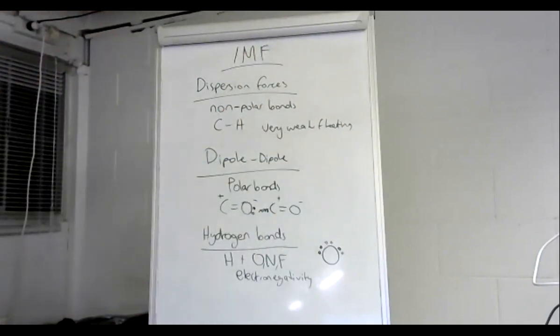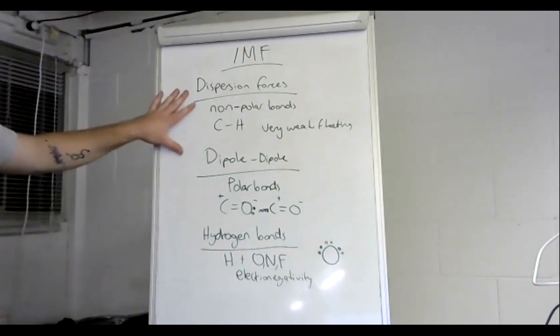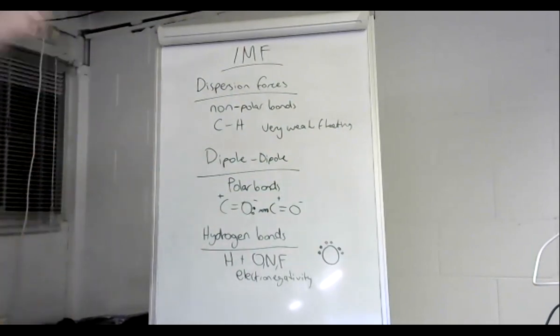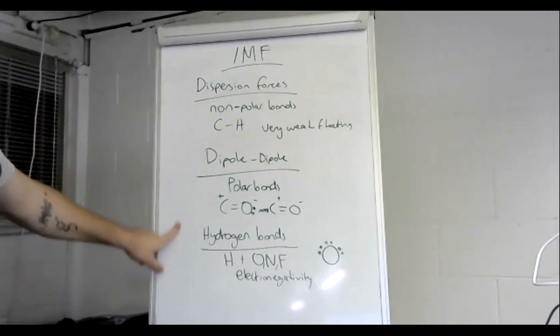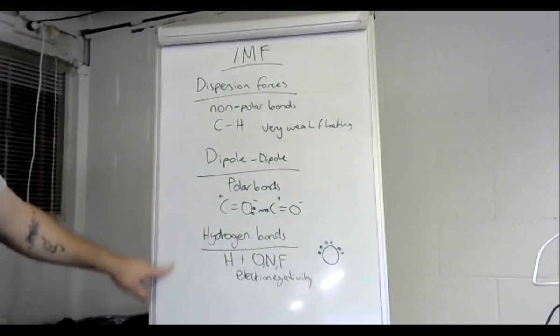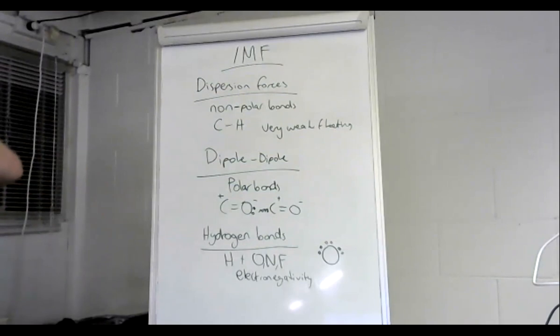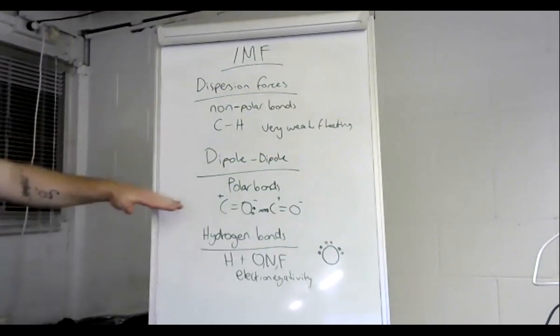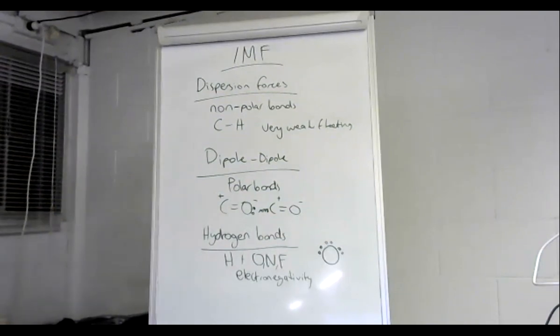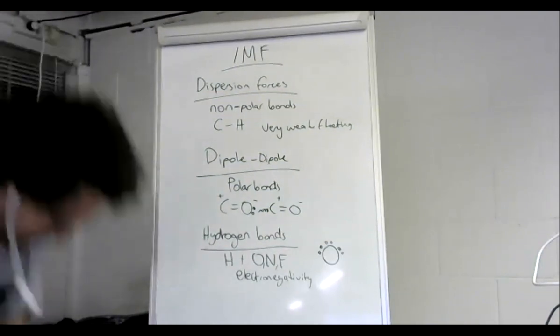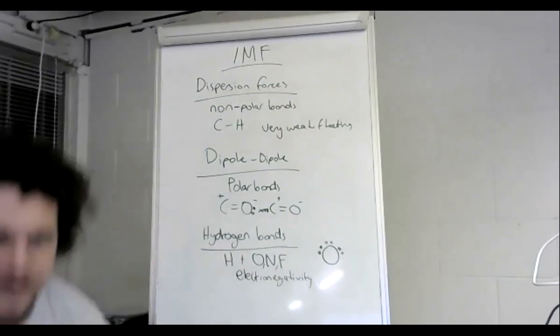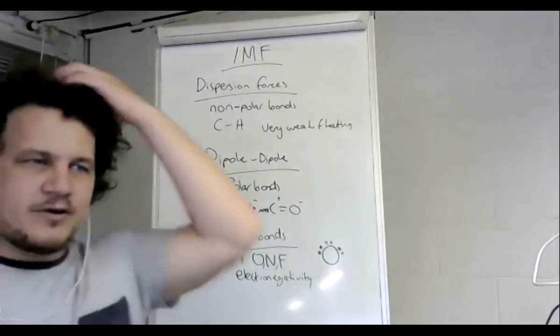Why is this important? Because proteins, if we remember the R groups on the amino acids, they're like a tail. They have all of these kinds of bonding. So proteins will fold and contort and twist because of these kinds of bonds. That's my rant about intermolecular force stuff. Let's look at proteins. Oh no, I grabbed the wrong chair.